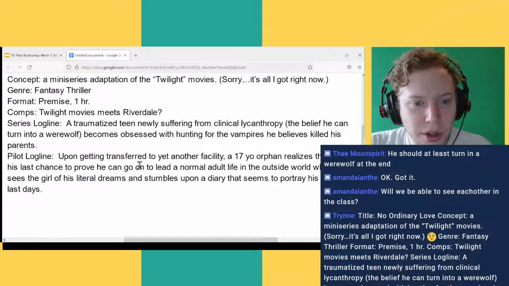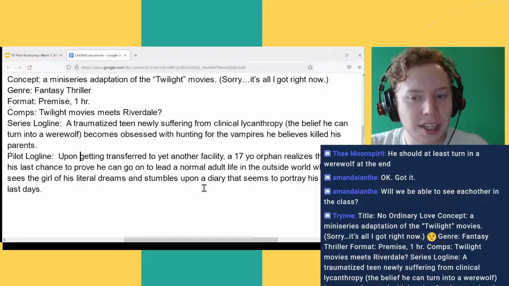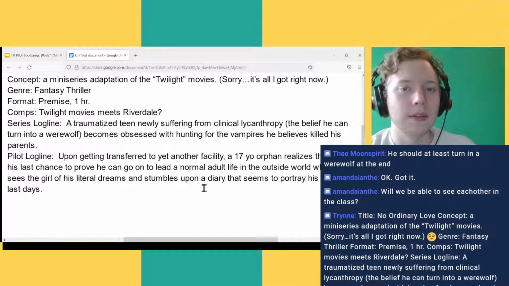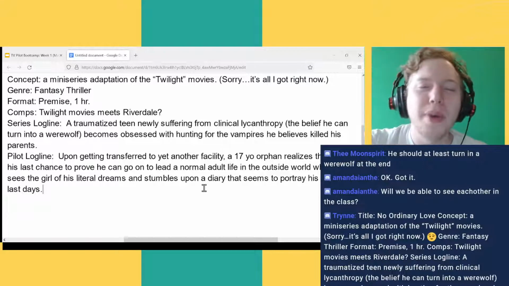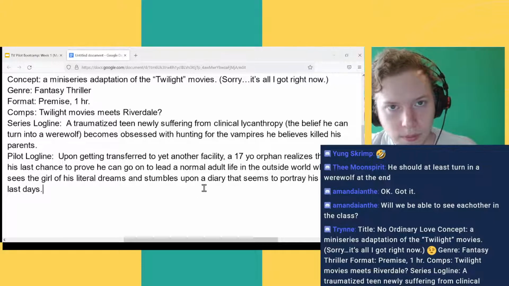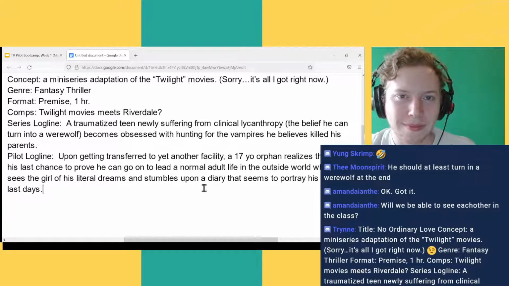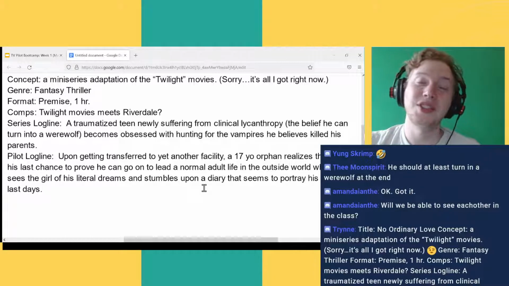When he sees the literal girl of his dreams, or the girl of his literal dreams, and stumbles upon a diary that seems to portray his parents' last days. Does that mean his parents wrote the diary? Yeah, no, actually, it is going to be a vampire diary. Oh, I wonder where I've heard that term before. Yeah, right? But wait, it's a diary that mentions his parents? I don't quite understand. Yeah, it does. It mentions their murder, basically. Is it written by the vampire that murdered them? No. Different vampire. There's lots of vampires in Twilight. That's true. Good ones, bad ones.